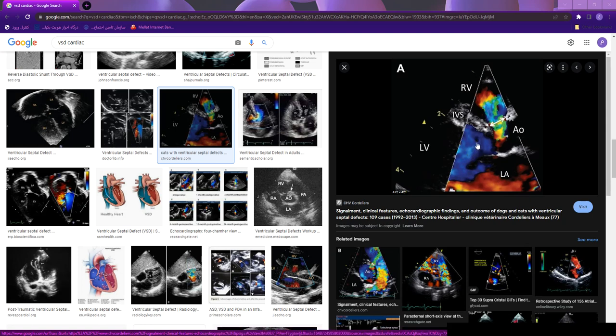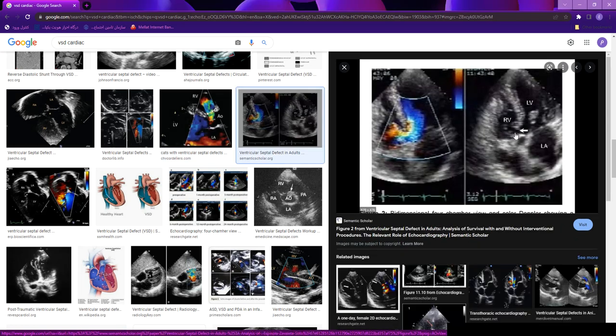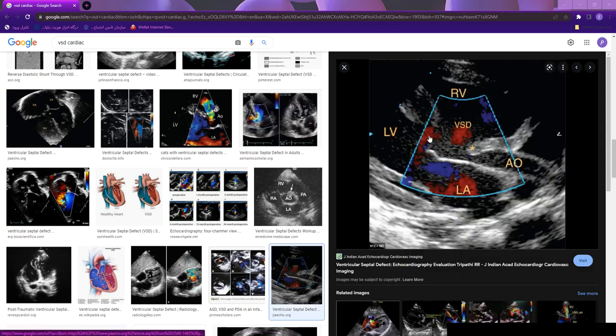But in echocardiography we can also measure the size between this wall and this wall. For example, we can measure the end of the wall and the size of the VSD, and we see this is a large size. In this picture we have a large VSD.